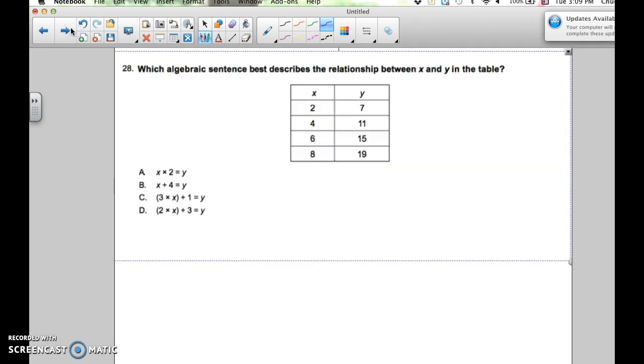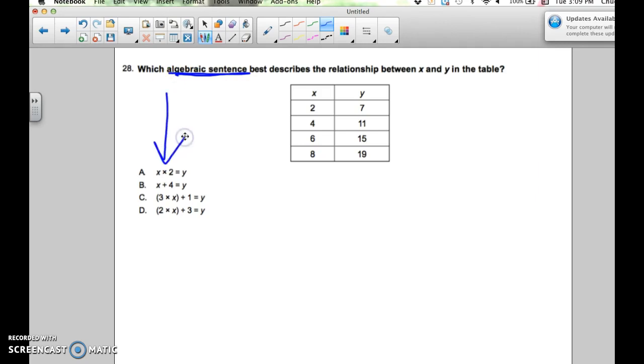All right. This confused my students today because it said something we weren't used to seeing. Algebraic sentence, formula, those are all the same thing. One of these algebraic sentences actually fits this table. How do I solve that? Samantha says, I've got it. I know what to do.